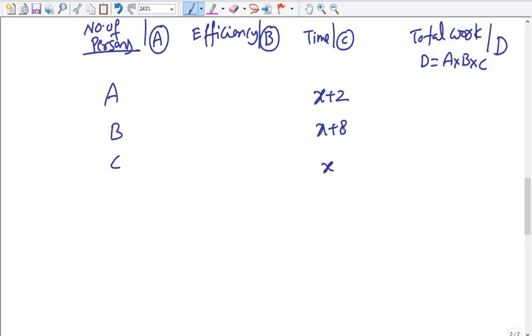Since we cannot take the work in terms of units, what you can simply do is say that in one day A would finish 1 by X plus 2, one part out of X plus 2, and at the same time B finished one part out of X plus 8, or 1 by X plus 8th part. C finished 1 by Xth part.